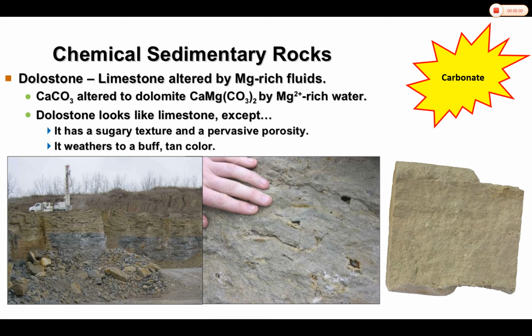And we also have the dolostone. It's actually limestone that is altered by magnesium-rich fluids. Limestone has no magnesium. With the addition of magnesium, that limestone will turn to dolostone. This is an example of the dolostone, also from the chemical sedimentary rock.